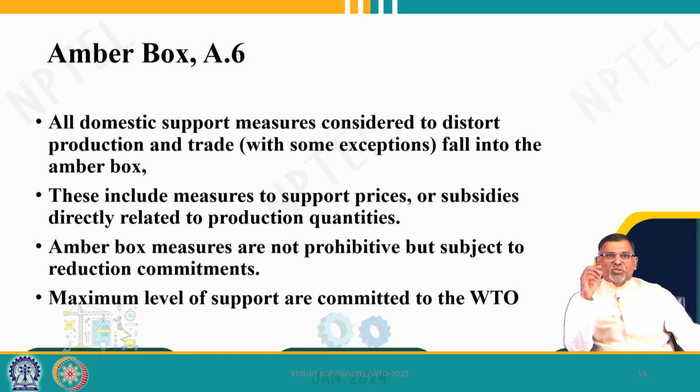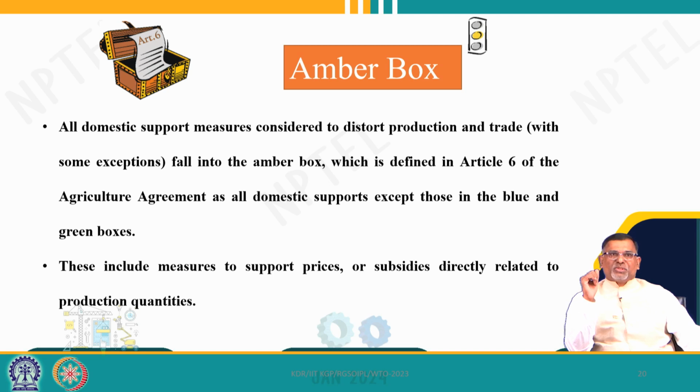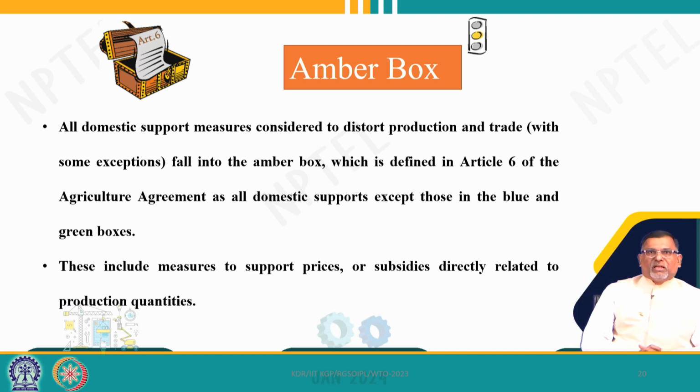And then it comes to Article 6, which talks about the amber box. So, the amber box distorts production and trade, which includes support prices and subsidies directly relating to production quantities. It is not prohibited, but there are only reduction commitments. In the amber box, maximum levels of support are committed to the WTO. Amber box is not prohibited, but reduction commitments are taken from members. Whatever the subsidies in the amber box, they are considered to be trade distorting.